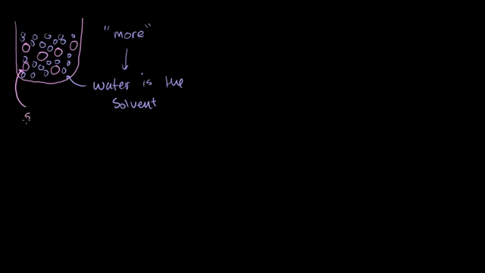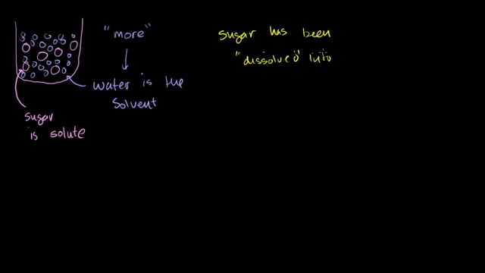This is the solute. So the sugar, it doesn't have to be sugar. It could be any molecule that there's less of than the water in this case. Sugar is the solute. And we say that the sugar has been dissolved into the water. And this whole thing right here, the combination of the water and the sugar molecules, we call a solution. We call this whole thing a solution.